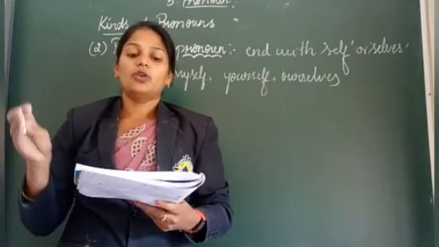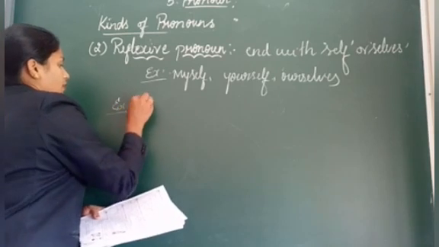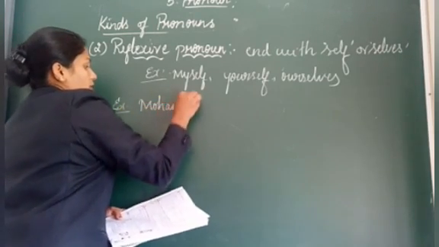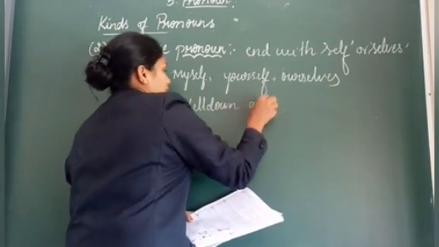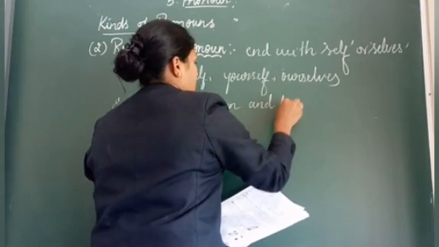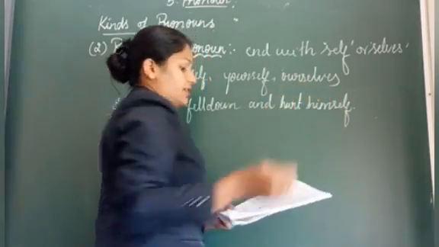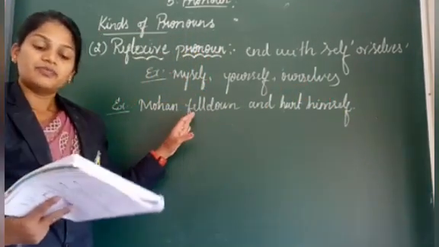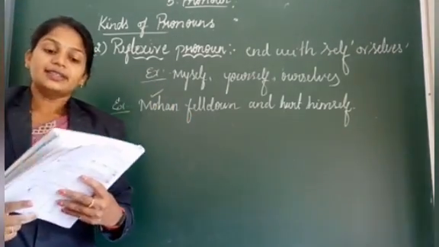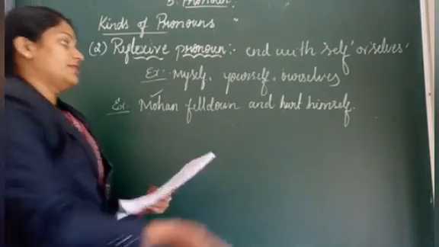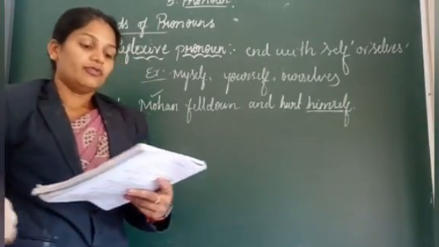For example, Mohan fell down and hurt himself. See? Mohan fell down and hurt himself. Student, here both subject and object is Mohan. So himself, here himself is the reflexive pronoun. Clear?